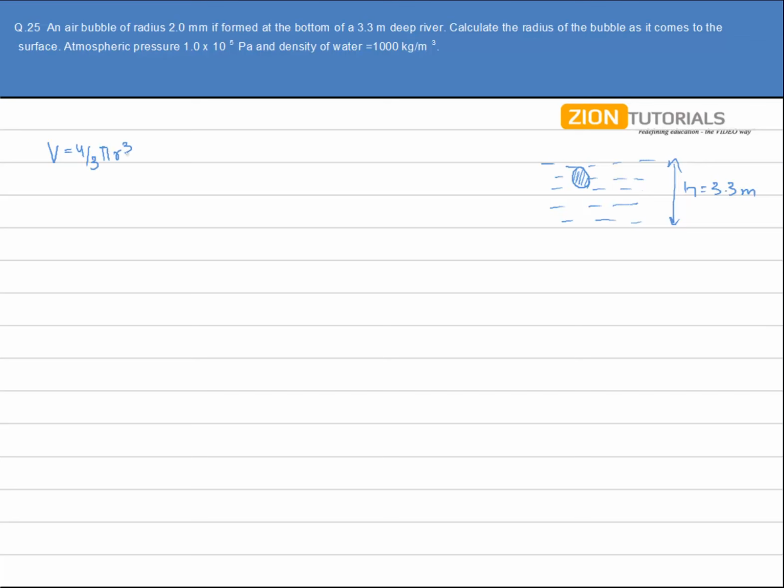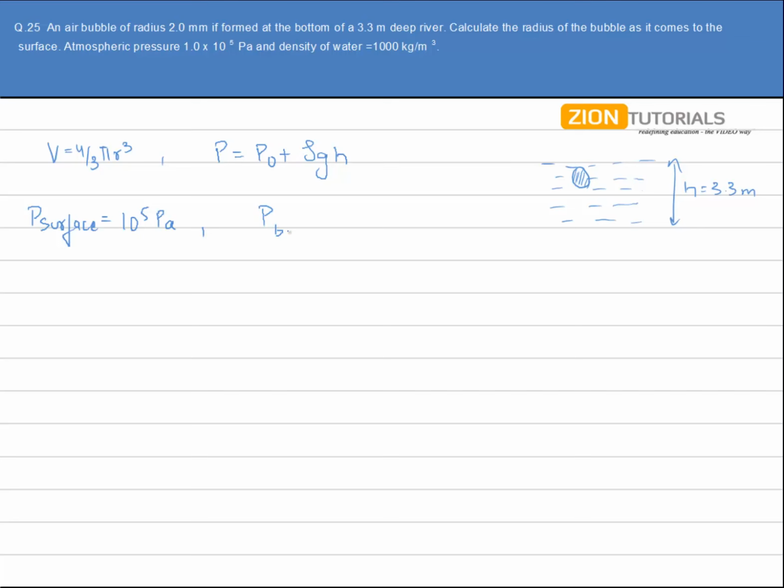So basically, radius is connected to the volume. But what about the height? What happens when we go below the river? Obviously, the pressure increases, and what is the pressure? So P becomes equal to P naught plus rho gh. Am I right? So at the surface, what will be the pressure? Pressure at the surface will be equal to atmospheric pressure, which is 10 raised to power 5 pascals, right?